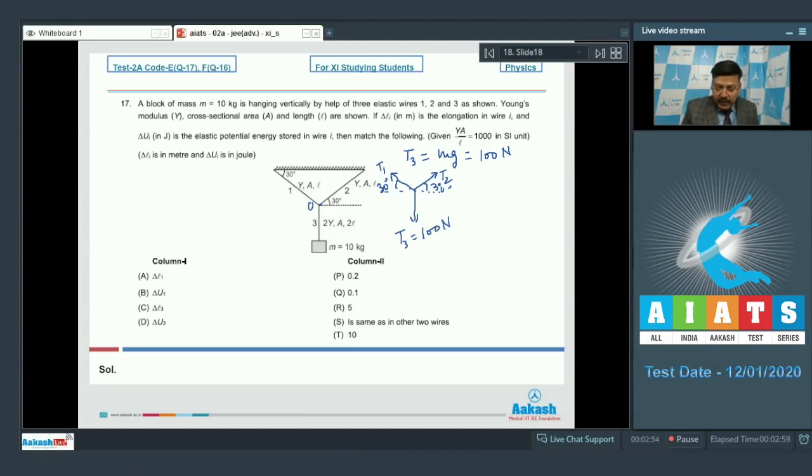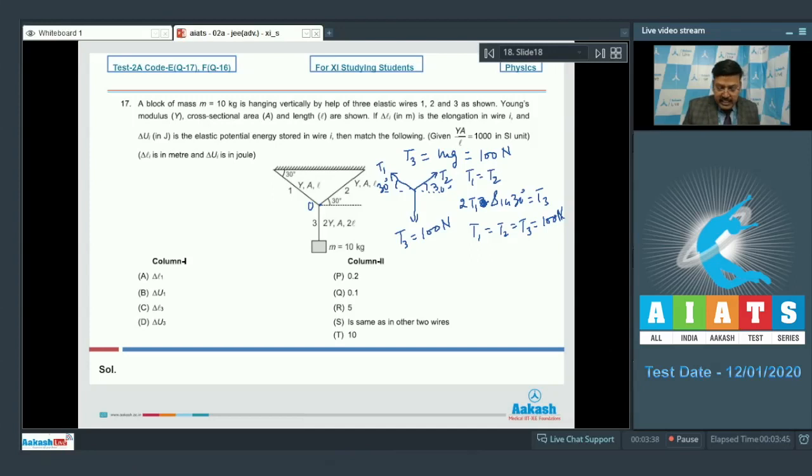If we resolve forces along horizontal and vertical directions, we can see that T1 cos 30 degree is equal to T2 cos 30 degree. That means T1 equals T2, and vertically 2 T1 sin 30 degree is equal to T3. So that means T1 is equal to T2 is equal to T3, and each one is 100 Newton. So that result we have now.